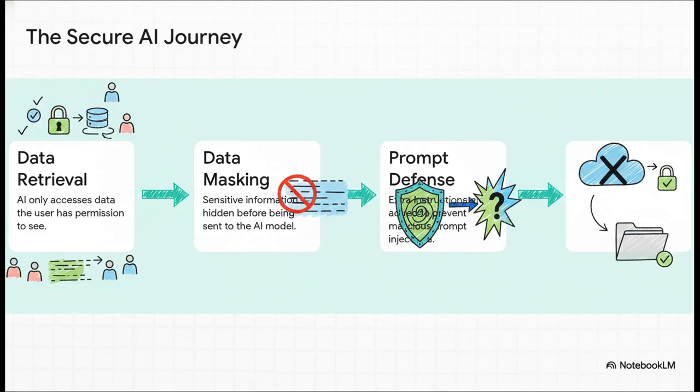And this journey right here, it shows you exactly how that works, layer by layer. First, there's secure data retrieval, which just means the AI only sees what you're allowed to see. Simple. Next, it hits data masking, which blacks out sensitive info like social security numbers. Then it goes through prompt defense, which is like a shield against bad actors. And finally, after the AI has done its thing, the zero data retention policy guarantees your data is never, ever stored by those third-party models. It's a full end-to-end security blanket.